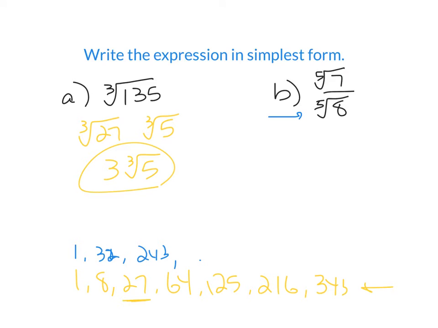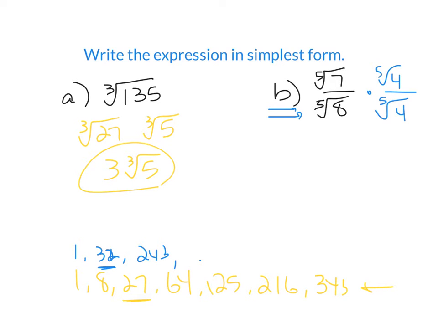denominator. So what I'm looking for is a fifth root number or fifth degree number that 8 goes into. And 8 goes into 32. So that's what I'm going to use. 8 goes into 32 4 times. So I'm going to multiply the top and bottom of my fraction by 4, fifth root of 4.